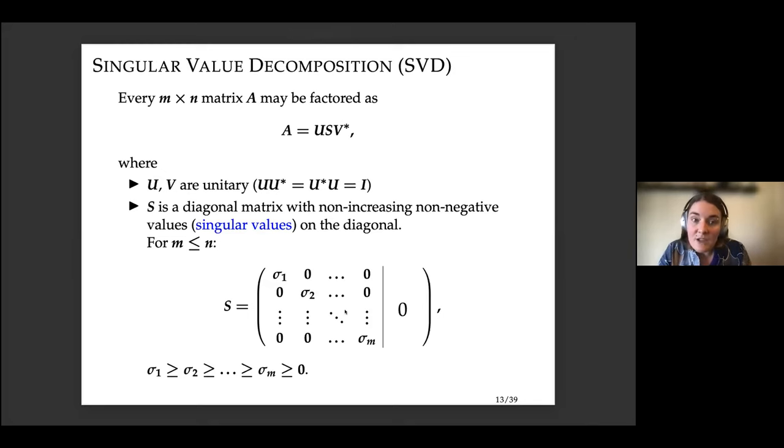So as a little review, what is the singular value decomposition? If we have any matrix A that's M by N, then we know that it can be factored as a product of three matrices, U, S, and V, where U and V are unitary, U is M by M, V is N by N, and S is a diagonal matrix with the same number of rows and columns as A, and the diagonal entries are non-increasing and non-negative, and these entries are called the singular values.